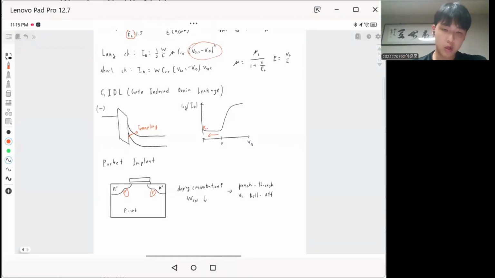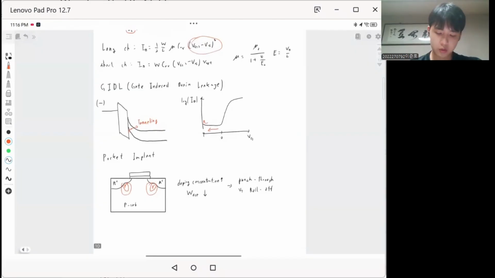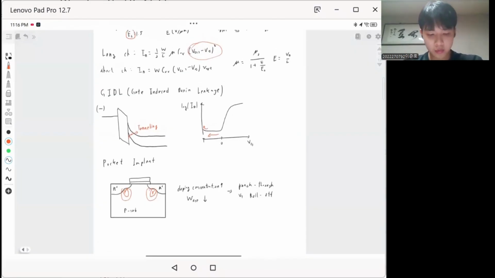Next is the pocket implant. It implants a pocket shape, highly doped, of the same type as the substrate. So it can prevent punch through and VT roll off because it prevents the depletion region from becoming wider. So the depletion regions of the source and drain cannot overlap.